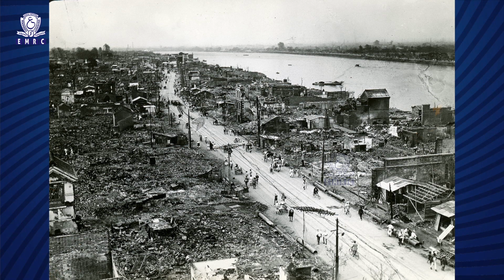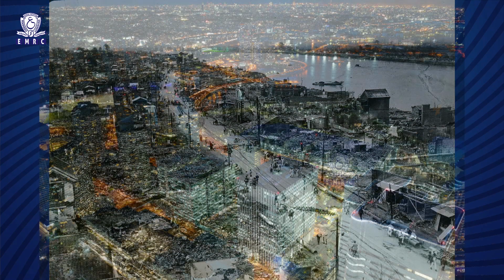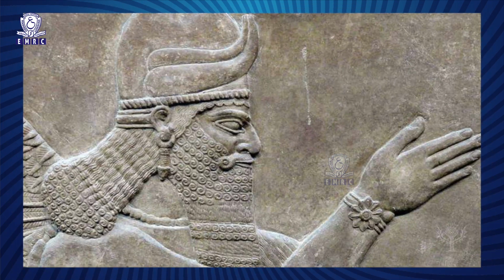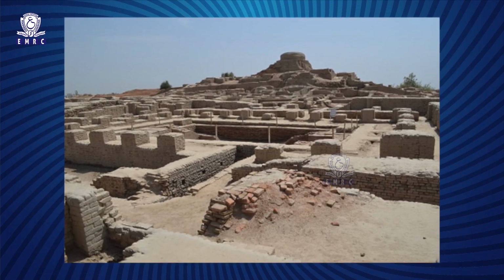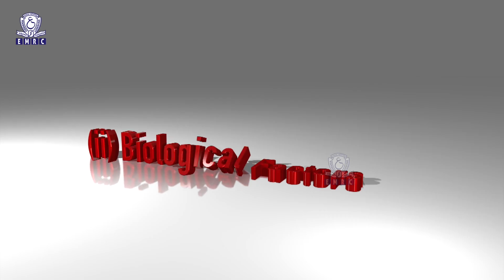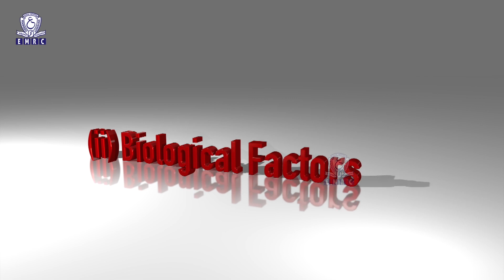The great volcanic eruption of Yokohama in 1923 was responsible for the new kind of architecture in Japan. It is said that the ancient civilizations such as Egypt, Mesopotamia, and Indus Valley withered away due to bad climate. However, certain changes in the environment may be attributed to human activity. Second one is biological factors of social change.